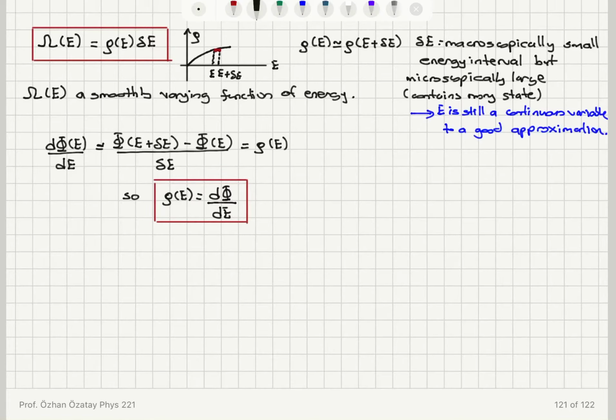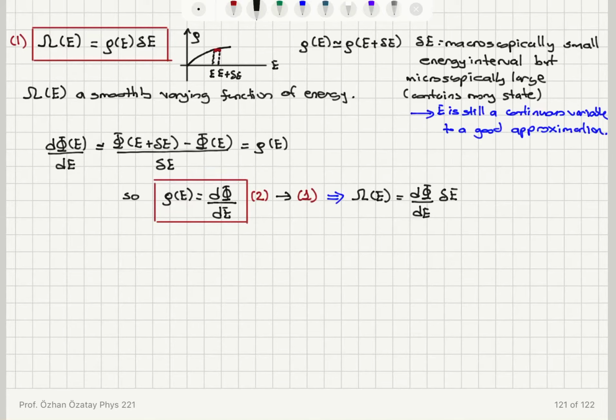So if I substitute that into equation 1, let's call this equation 2. So this goes to equation 1. What I will have at the end is the following: the number of accessible states for energies in the range E to E plus delta E is the derivative of the total number of states with respect to energy multiplied by the energy interval delta E.